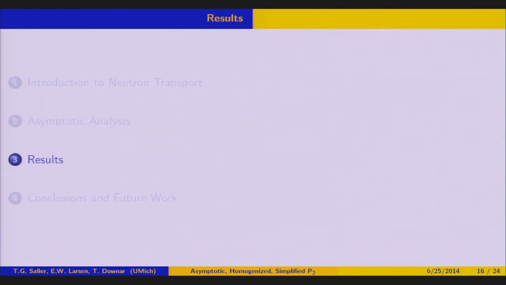Okay, so now that I've introduced the methods, I'm going to just show a couple of results. I have a million results, but they all basically look the same, and so I'm not going to punish you too much.